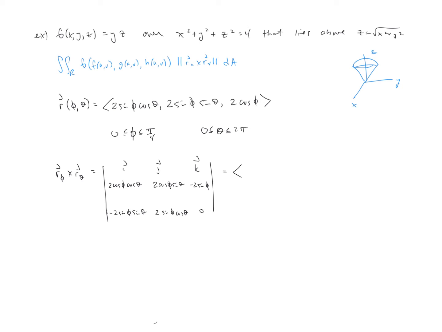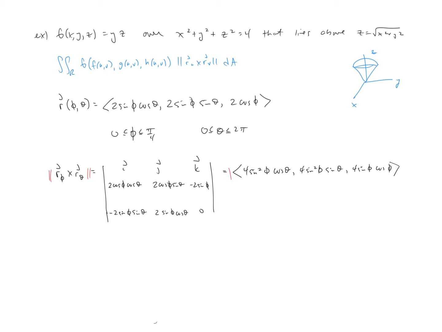But let me just write out real quick what you're going to get for your vector. You'll get 4 sine squared phi cosine theta, 4 sine squared phi sine theta, followed by 4 sine phi cosine phi. So now, just as we used the fundamental Pythagorean identity for several of these, when we find the magnitude, it will also play itself out quite nicely.